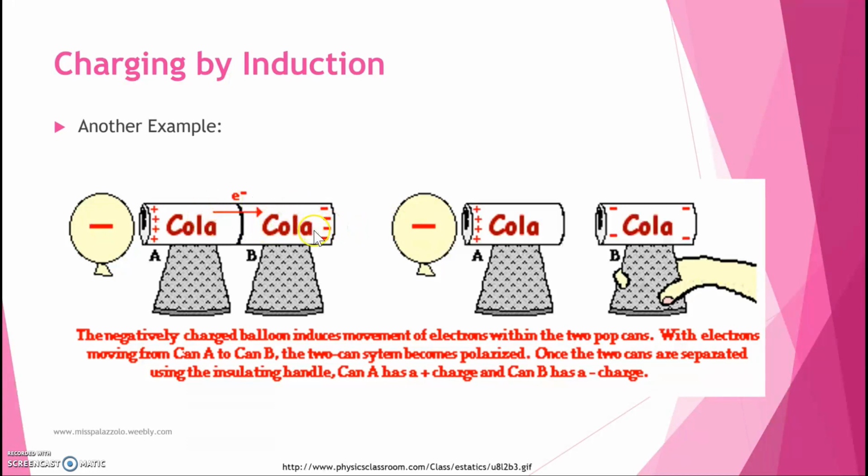So then you've got one pop can, and this one pop can has all of the negative charges, whereas the pop can to the left has all the positive charges because it's attracted to the negatively charged balloon. So now, the electrons within the pop can objects, they have transferred all the way to pop can B. If we look at the next figure here, we can see that pop can A is still attracted to the negatively charged balloon, and then we have pop can B being negatively charged. So now, once those pop cans are separated, can A has a positive charge and can B has a negative charge.